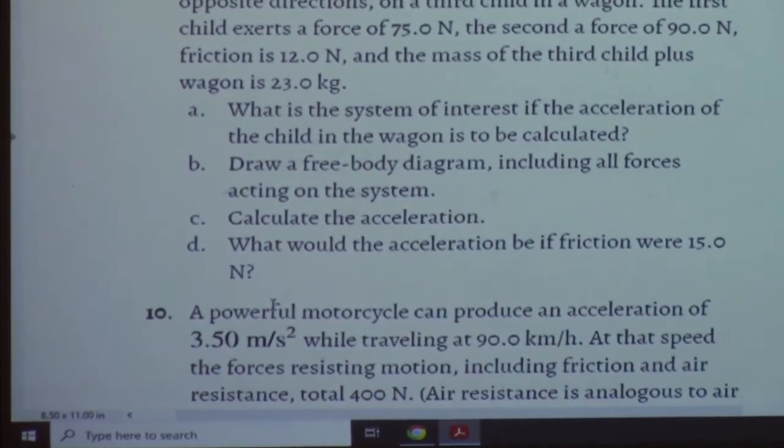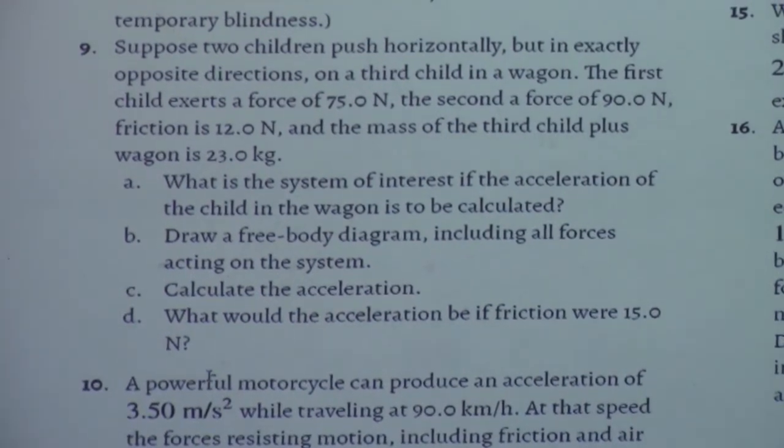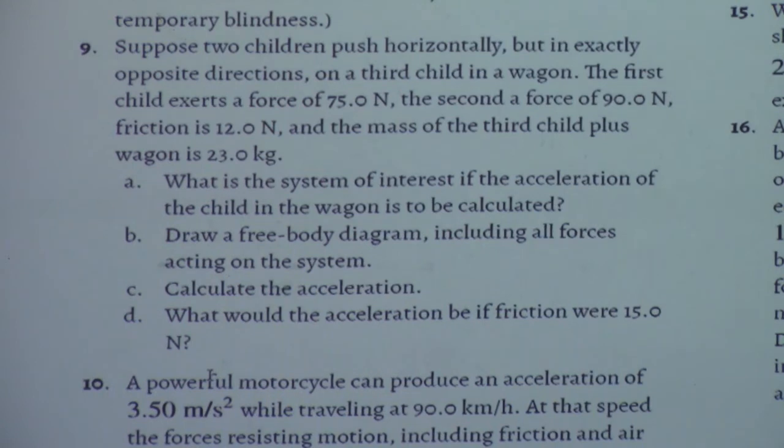So number 9 says, suppose 2 children push horizontally, but in exactly opposite directions on a third child in a wagon. All right, since they didn't give me a picture for this, I'm going to emphasize my first step and make sure I have a good physical picture of what's going on, because that's really going to help with my free body diagram, which then is going to help with my math as I solve the problem. And this problem's a little more sophisticated. Oh, I didn't want to erase that. Oh well, maybe I'll redo it.